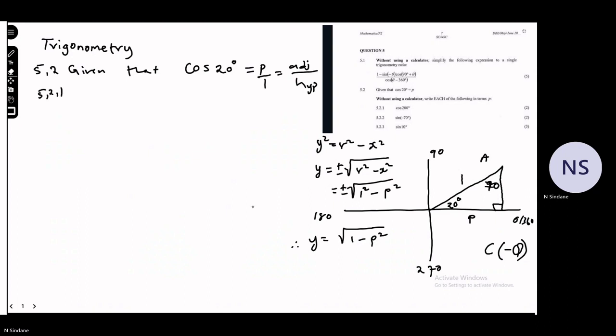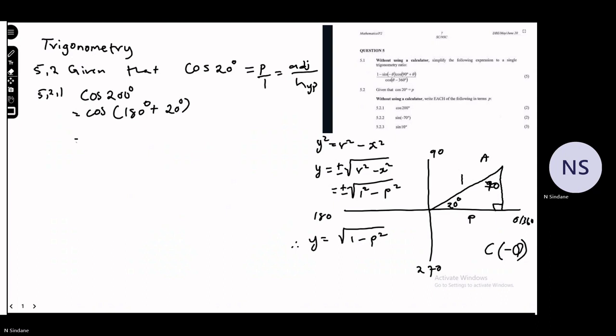5.2.1. They want us to identify cos of 200 degrees, right? Using reduction formula. Using reductions, we know that cos of 180 plus 20 degrees will give us what? Will give us cos of 200. If I add this and that, I'm going to get 200.